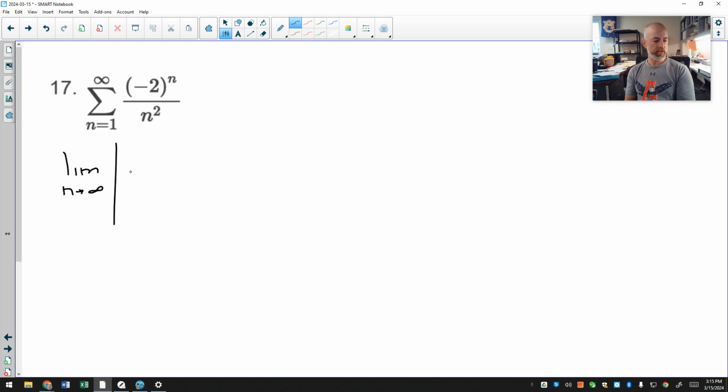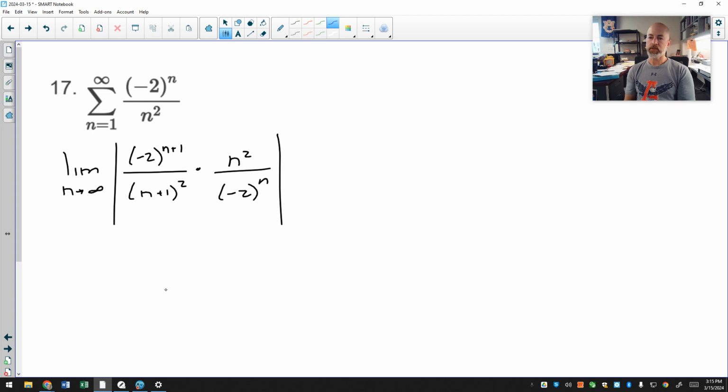And for the n plus first term, it's going to be negative 2 to the n plus 1 divided by n plus 1 squared. There's my n plus first term, and I'm supposed to divide by the original term, but dividing by the original series is the same as multiplying by its reciprocal, so I'll have n squared over negative 2 to the nth power.